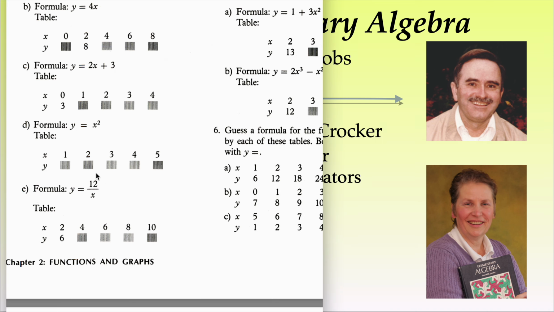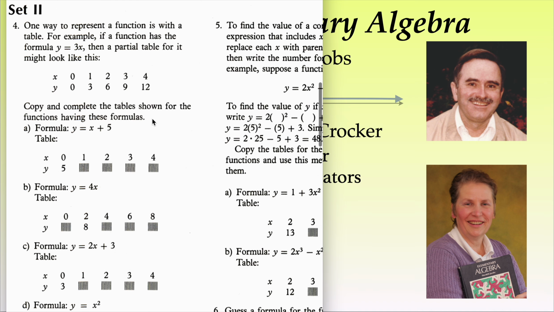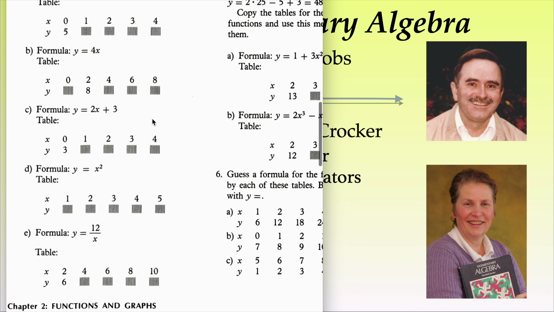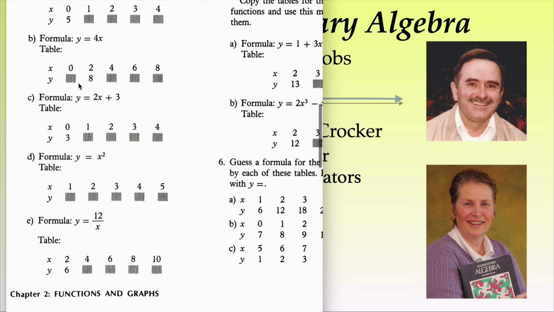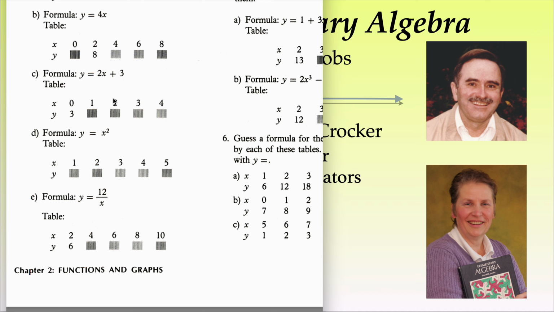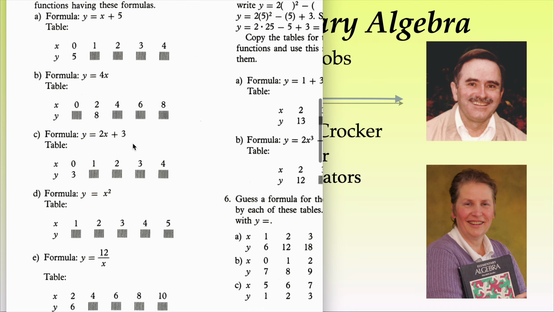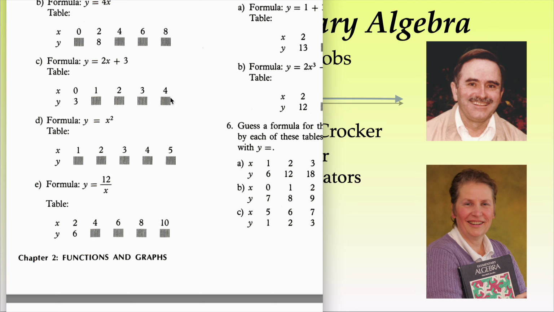In your book, you have a problem. Chapter 2, Lesson 1, Set 2, Problem 4C. Y equals 2x plus 3. The directions say, copy and complete the tables shown for the functions having these formulas. So before we even begin, you're going to copy this table onto your paper. An X row and a Y row.